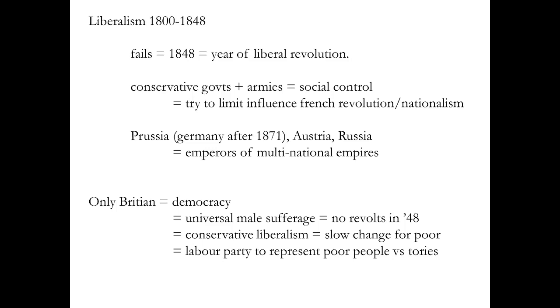But Britain gets universal male suffrage. You get a conservative liberalism, slow change that helps poor people. Having seen the French Revolution, then having fought against the French Revolution and Napoleon, what British conservatives see is, we don't want this to happen. We're going to have to change, and we're going to have to give rights, give help to poor people. Otherwise, poor people revolt and will murder all the rich people.